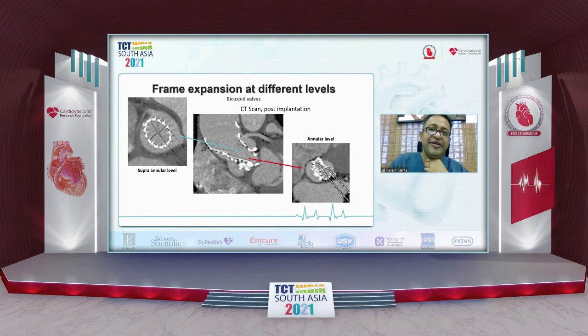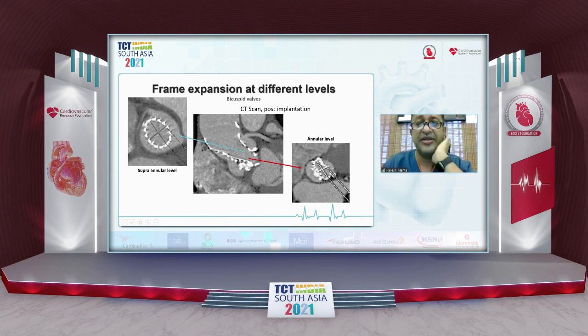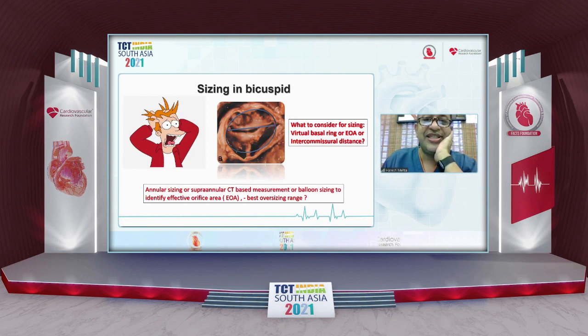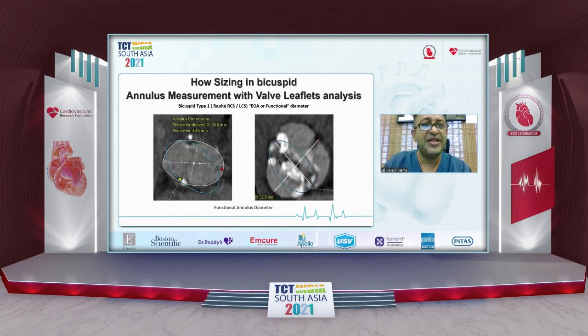And this is how the frame expansion at different levels looks like. The supraannular, at the annular, it looks compressed many a times, and this is how it looks at the annular side. So annular sizing in bicuspid is really a headache. Nobody knows, and it is still evolving whether we should measure annular or supraannular or a combination of both. Should we do intercommissural? So this is how the annulus looks in a bicuspid valve compared to a tricuspid valve.